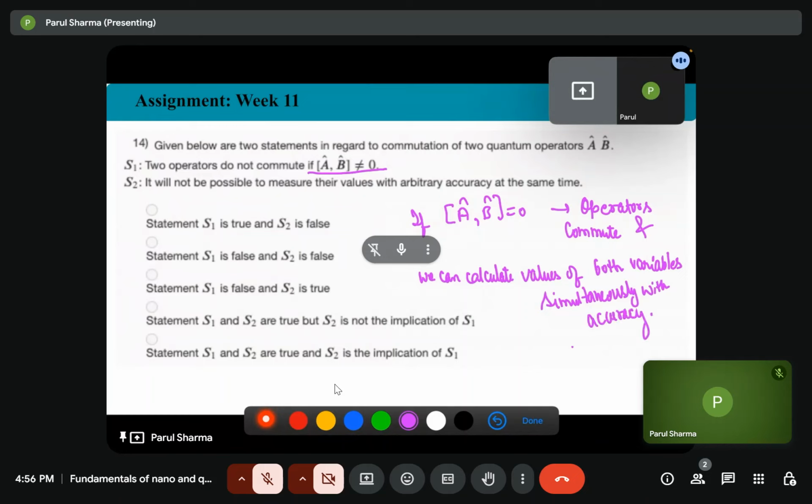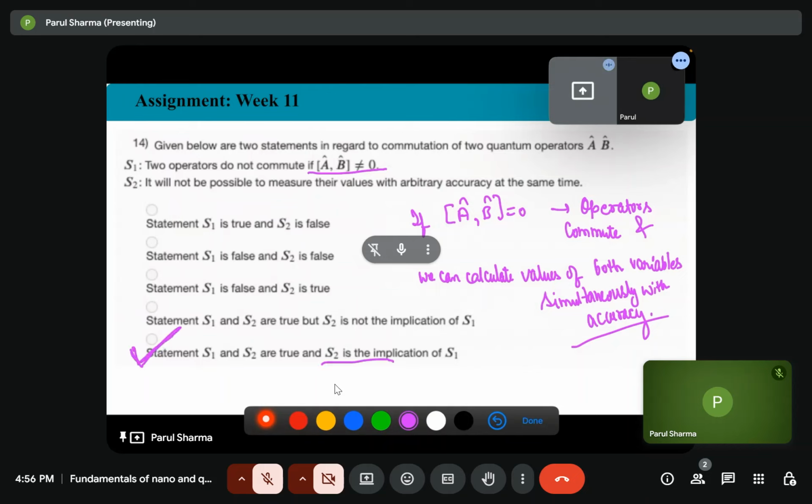But if A and B don't commute, then we cannot measure the values with arbitrary accuracy at the same time. So statement S1 is true, S2 is also true, and S2 is the implication of S1. So the last option is correct.